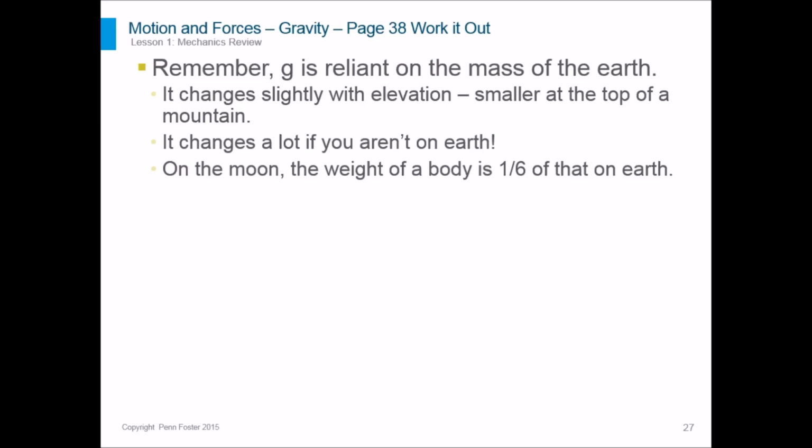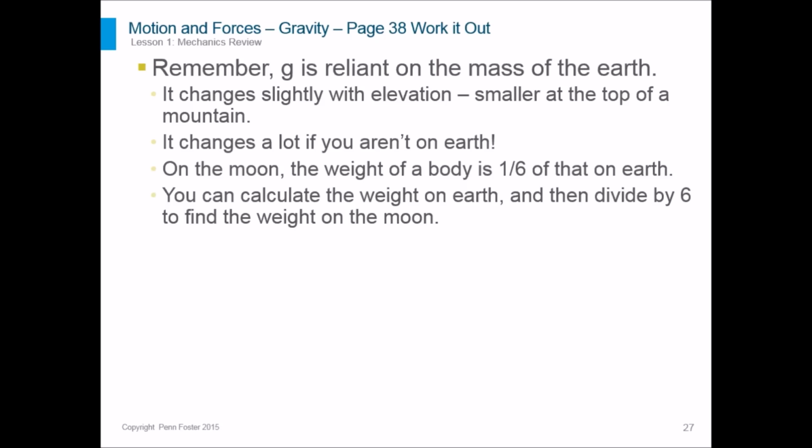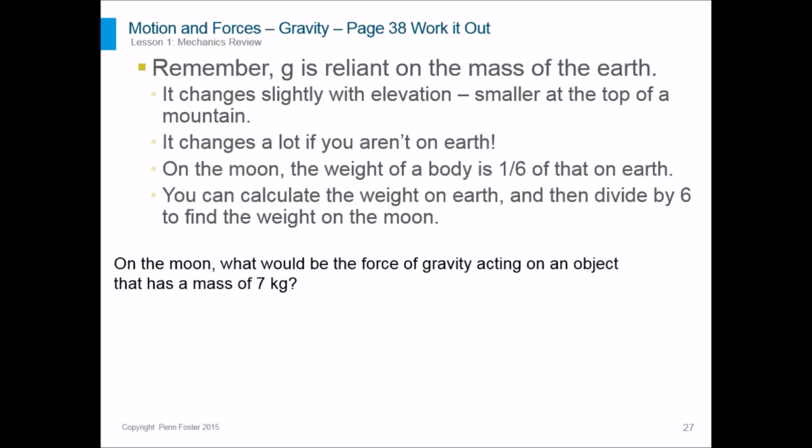If you're on a different planet or a moon, gravity is going to be different based on the mass of that planet or moon. So on Earth's moon, the weight of a body is actually 1/6 of the weight of the body on Earth. So you can calculate it the way that your text tells you to calculate in your study unit: you can calculate the weight on Earth and then divide it by 6 to find the weight on the moon. Okay, so let's just look at a quick example.